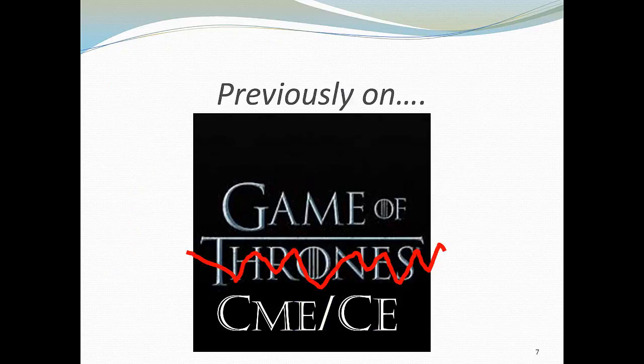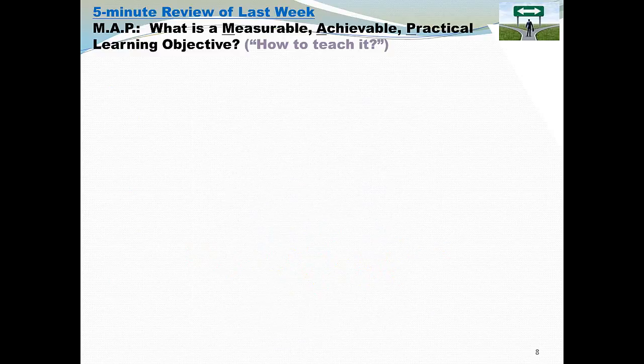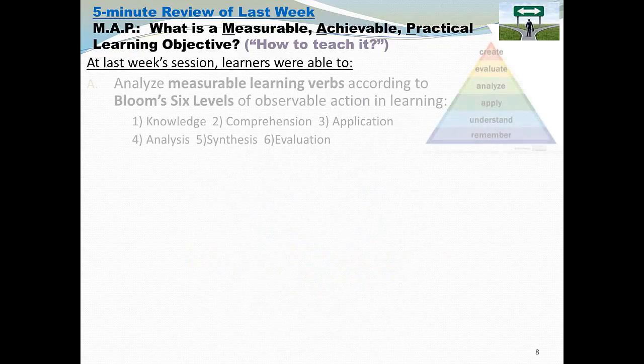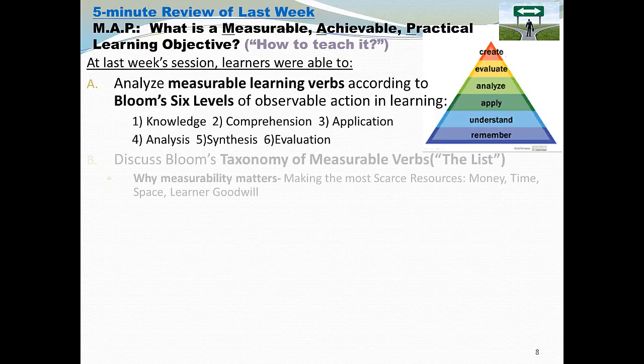So last week on Game of CME, CE, we went over the learning objectives. Last week we discussed what Bloom theorized as 6 levels of observable action in learning, from knowledge at the very foundation up through real comprehension, application of learning, analysis, synthesizing new products or new theories, and then evaluating the experience. So that's Bloom's foundational pyramid from the 1950s.